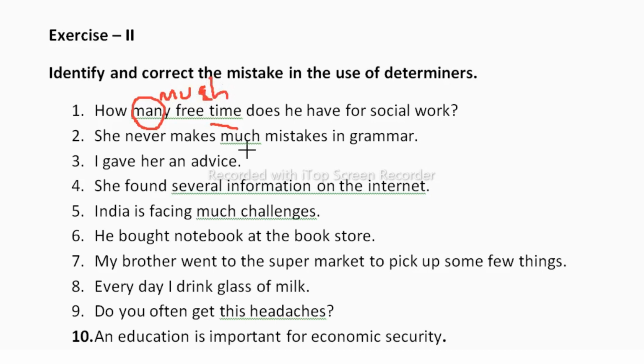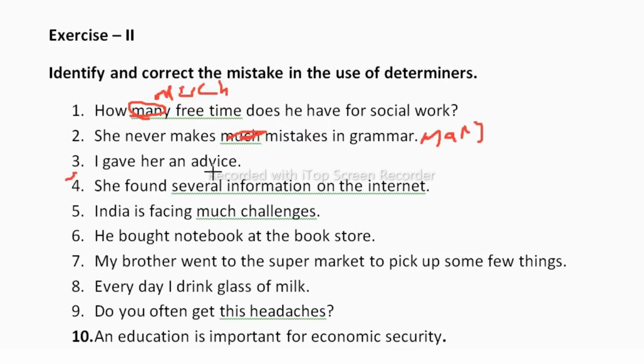She never make much mistakes in grammar. So again, students, mistakes is a plural noun. We use much with uncountable nouns, but mistake is countable, so we have to use many here. Many mistakes. Now let's see the third one.